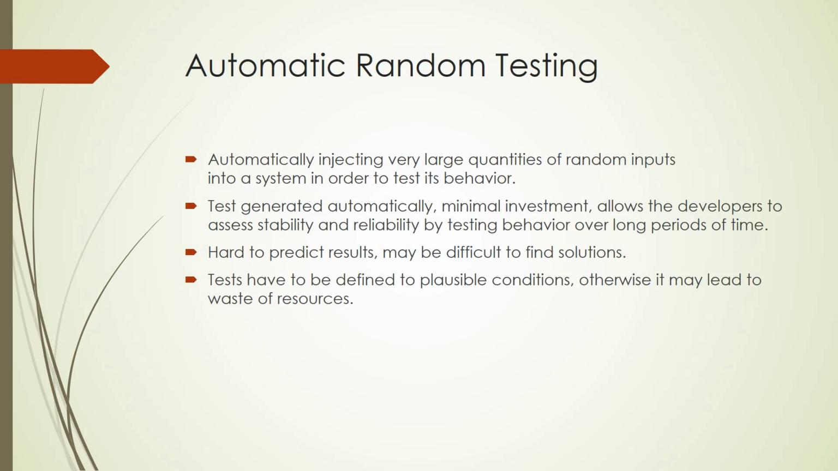So, automatic random testing is injecting large quantities of random inputs, random numbers, random data into a system and seeing what happens. The reasoning behind it is trying to see what happens when a system receives random data that it is not designed for. Automatic random testing has some downsides, like it's hard to predict results. We don't know what's going to happen.